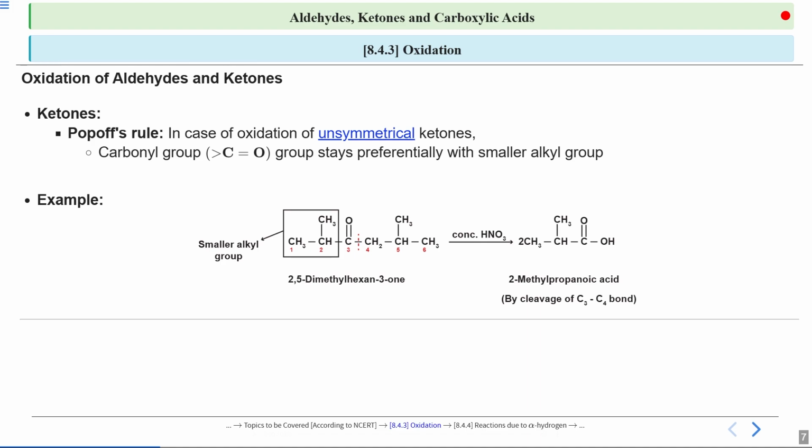If you do the numbering, we start with the carbonyl carbon. The carbonyl carbon gets the first number, then 2, and then 3. At the second carbon, a methyl group is attached, so it is 2-methylpropanoic acid. How did you get this 2-methylpropanoic acid? It is by the cleavage of the C3 and C4 bond, because the carbonyl group prefers to stay with the smaller alkyl group. That is why we cleaved the C3 and C4 bond, and not the C2 and C3 bond. Is it clear how you decide which bond to cleave? Just simply follow Popov's rule.